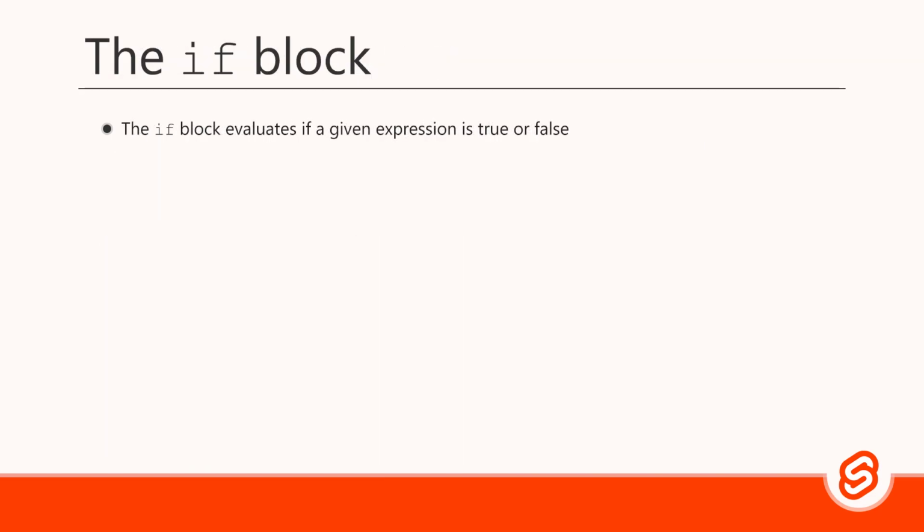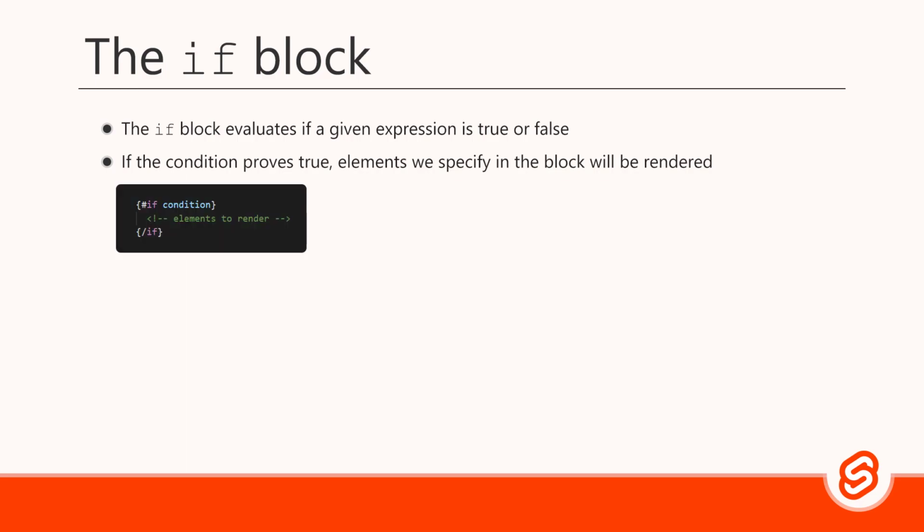The if conditional block is a statement block, and it evaluates if a given expression is true or false. If the condition proves true, elements we specify in the block will be rendered. And if the condition proves false, those elements won't be rendered. An if block uses the if keyword as its statement type and the condition we want to evaluate as the block's expression. For the execution code, we specify the elements we want to render if the condition proves true.